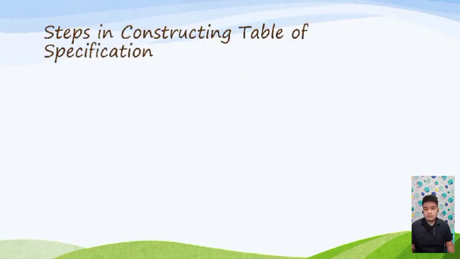Now let's move on to the steps in constructing table of specification. How could we construct table of specification? So first, we need to select a topic. What are the topics to be chosen in constructing the table of specification? Next, identify the subtopics to be tested.